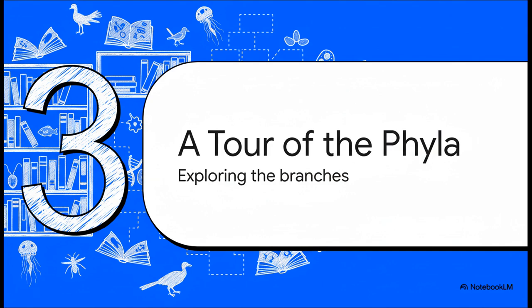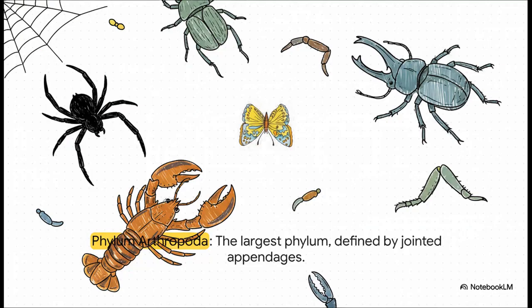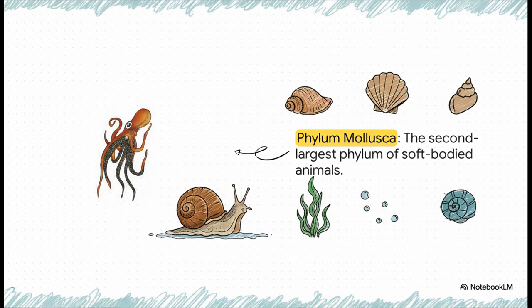So, what do you say we take a quick walk down the aisles and check out a few of these shelves? First up, the biggest shelf in the whole library, phylum Arthropoda. These are the insects, spiders, and crustaceans. With their jointed legs and tough exoskeletons, they are, without a doubt, the rulers of the animal kingdom, making up more than 2/3 of all known species. That's just mind-boggling.